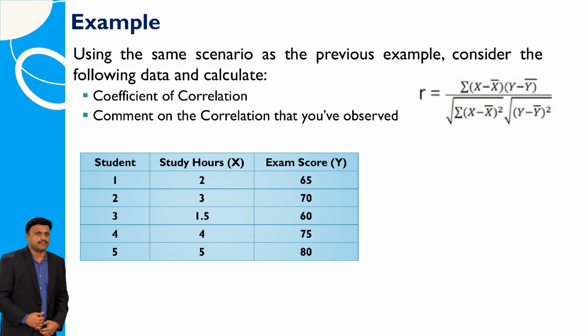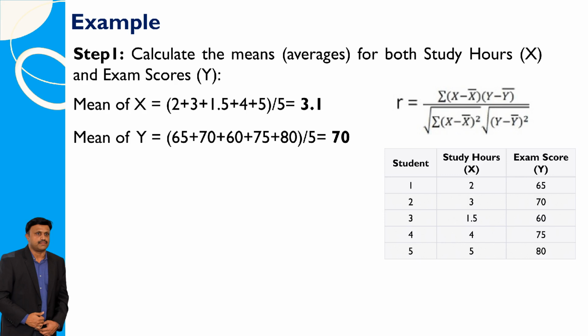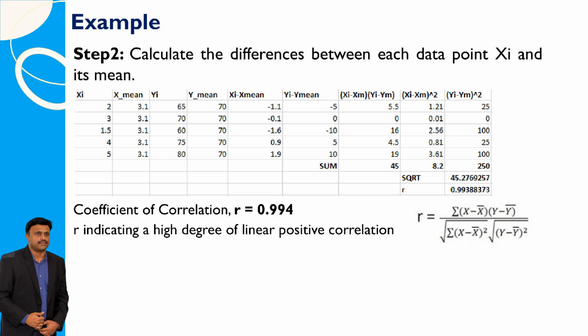Then, analyze and comment on the observed correlation, noting how strongly the variables are related and the direction of their relationship. To start, calculate the means, averages, for both study hours, x, and exam scores, y. For study hours, the mean is 3.1, and for exam scores, the mean is 70. To assess the relationship between data points, first calculate the differences between each data point x and its mean. The coefficient of correlation, r, is then used to quantify the strength of this relationship. In this case, r equals 0.994 indicates a high degree of linear positive correlation.